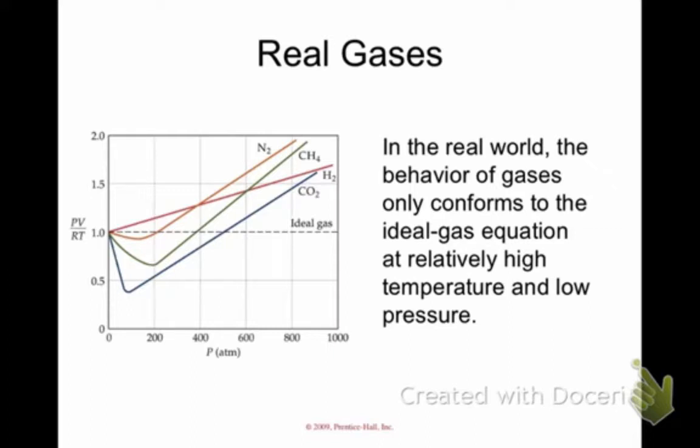In the real world, the behavior of gases only conforms to the ideal gas equation at relatively high temperatures and low pressures. What I wanted to show on this graph, and by the way, these PowerPoint notes are posted, is a graph that has pressure on the x-axis. What is the unit for the y-axis? Moles.